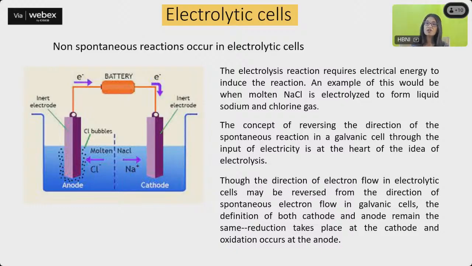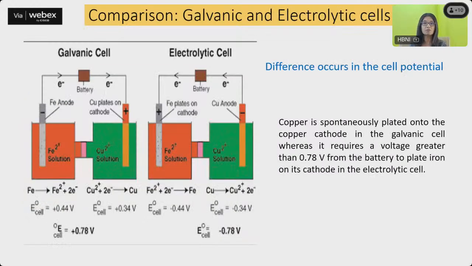So the concept of reversing the direction of the spontaneous reaction in a galvanic cell through the input of electricity is the heart of the idea of electrolysis. Please remember one important thing over here: though the direction of the electron flow in electrolytic cells may be reversed from the direction of spontaneous electron flow in galvanic cells, the definition of cathode and anode remains exactly the same. Always remember that reduction will take place at the cathode and oxidation occurs at the anode, whether you are considering a voltaic cell or an electrolytic cell. So the cathode and anode definitions are the same. Reduction will take place at the cathode and oxidation will take place at the anode.